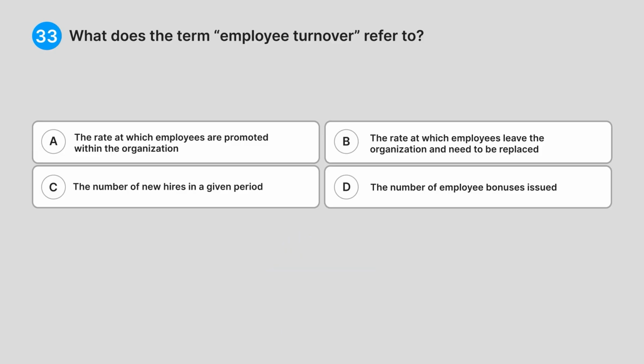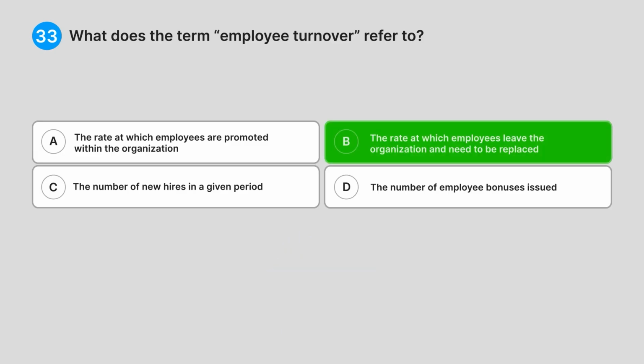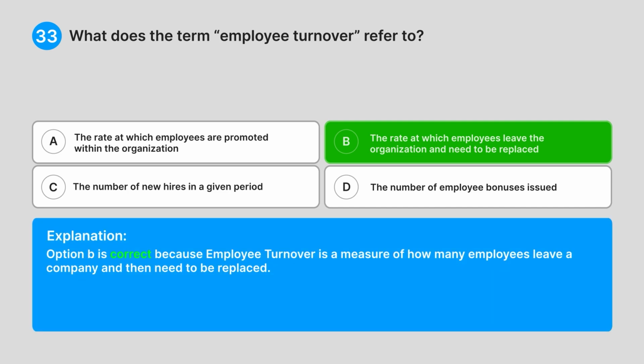Correct. Answer B, the rate at which employees leave the organisation and need to be replaced. Explanation. Option B is correct because employee turnover is a measure of how many employees leave a company and then need to be replaced.